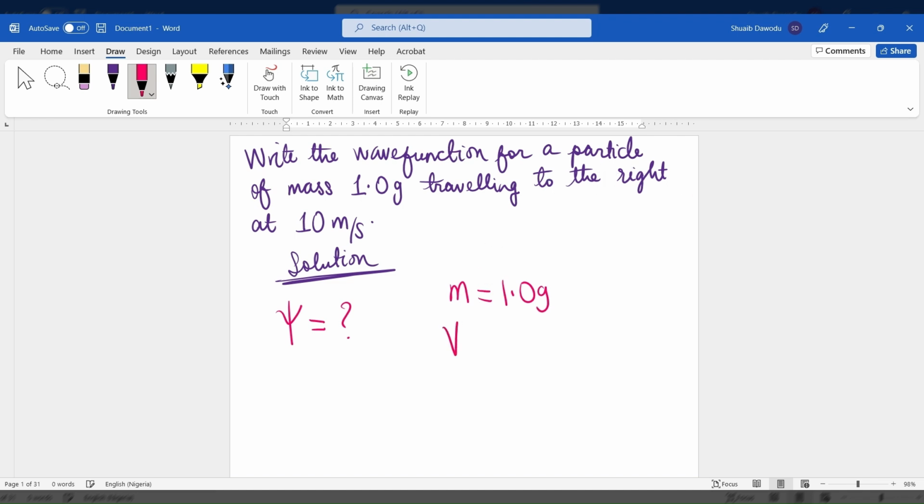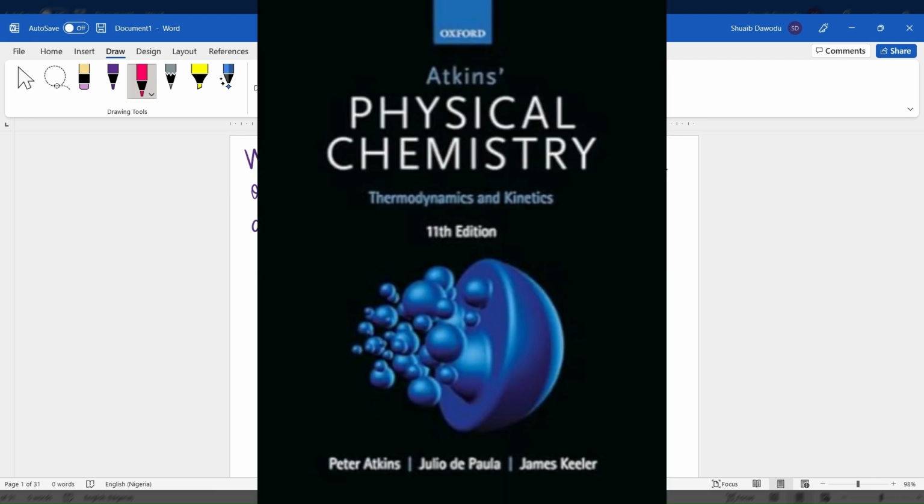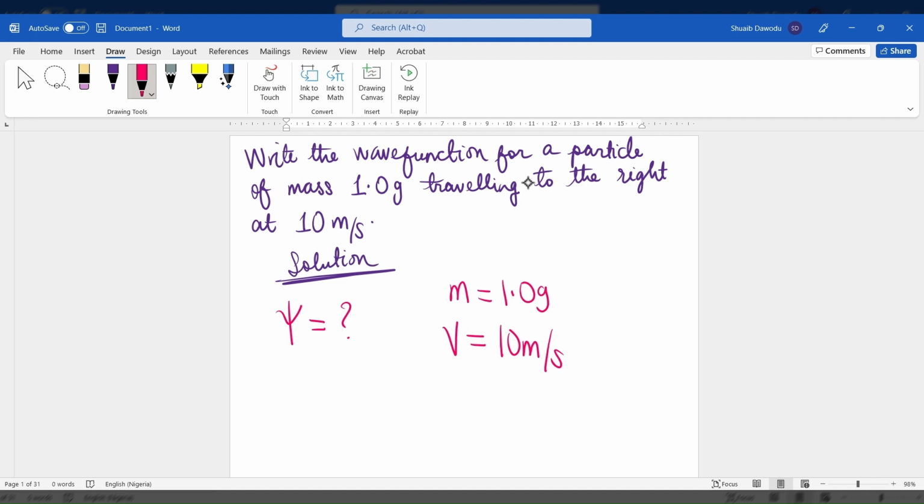So we've also been given the velocity, 10 meters per second, and basically they want us to determine the wave function. This question is from chapter 7D of the Atkins Physical Chemistry 11th edition, and the topic for this session, 7D, is translational motion.